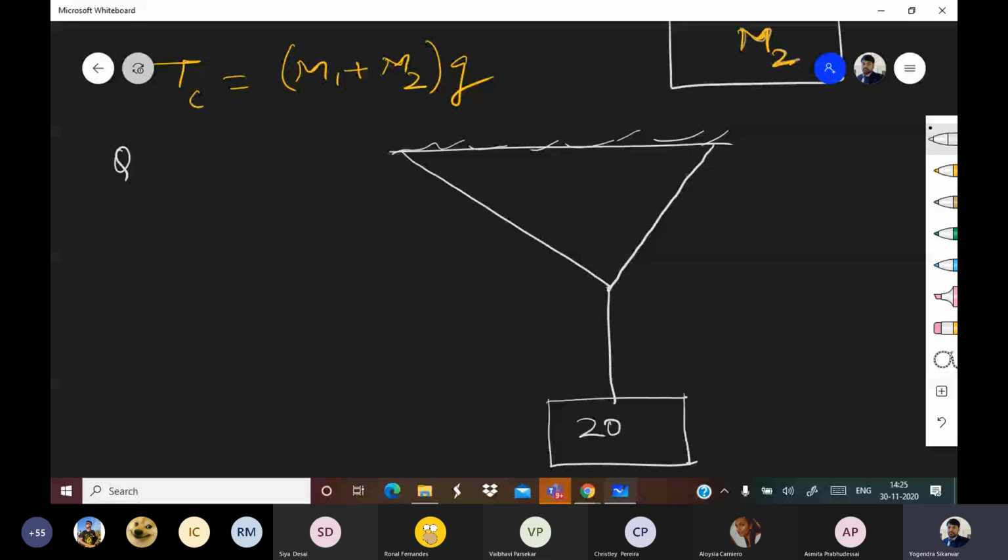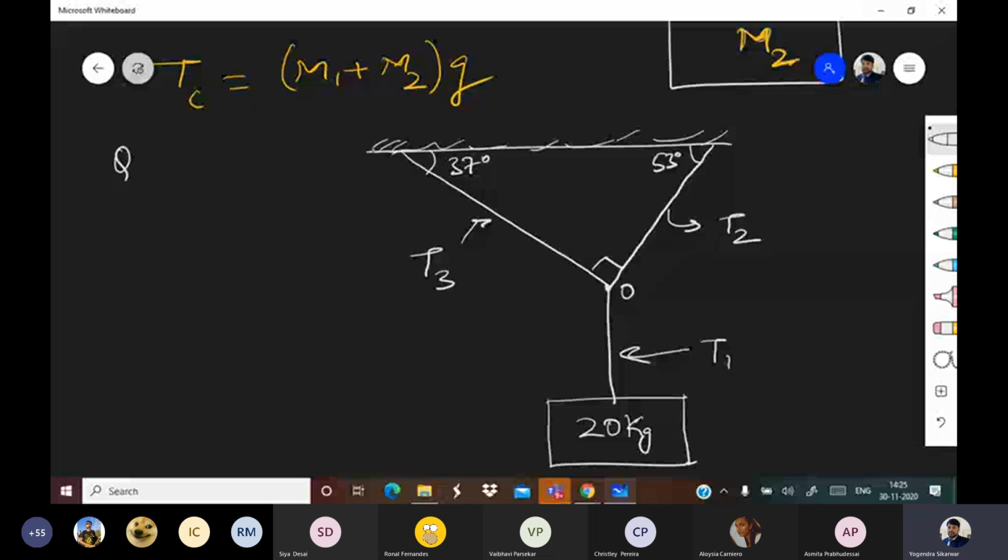So this is a block of mass 20 kg. This point is O. This angle is 53 degree. This angle is 37 degree. So obviously this will become 90. This is T1. This is T2 and this is T3. Question says find T1, T2 and T3. Please find.